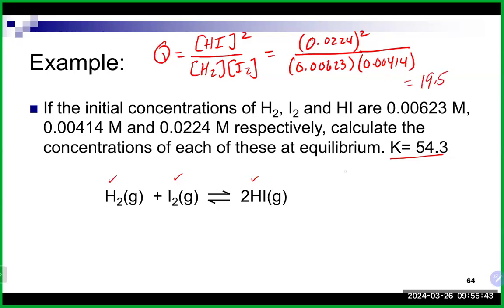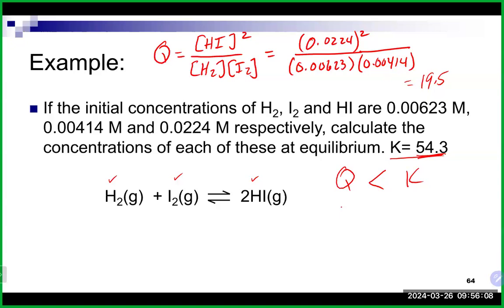So remember, we're going to compare Q to our K value that was given to us. In this case, Q is less than K, which we would probably expect, in the sense that we know we're probably not at equilibrium, otherwise there wouldn't be much to do. But more importantly, this tells us which way it needs to go to reach equilibrium. To the left, to the right, which way does it need to go?